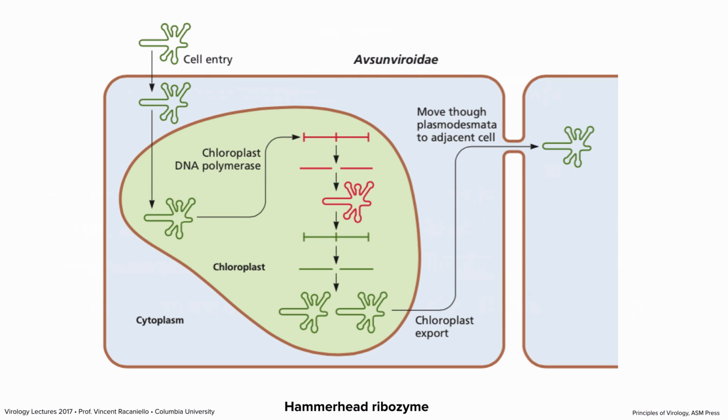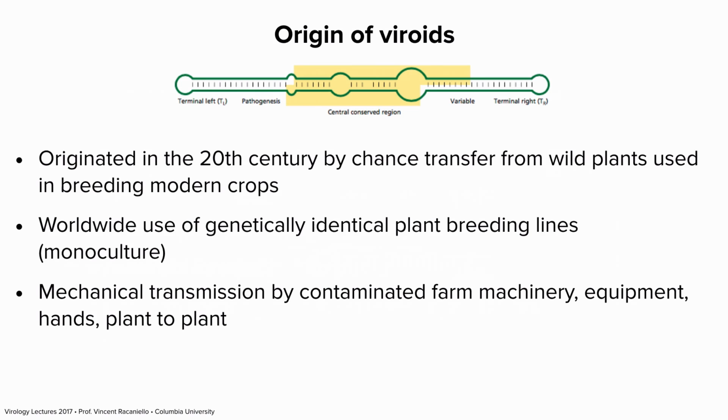So the differences between these two kinds of viroids are where they multiply, what kind of enzyme copies them, it's a different enzyme in each case, and how the multimers are cleaved, once by the cell and once by the ribozyme. So where do they come from?